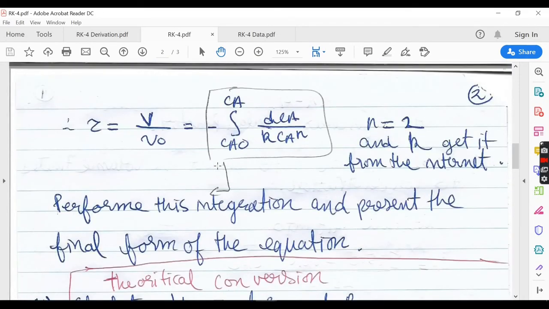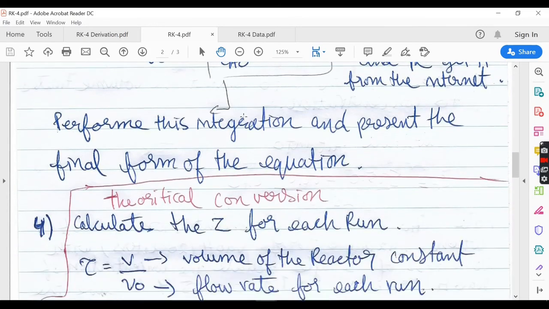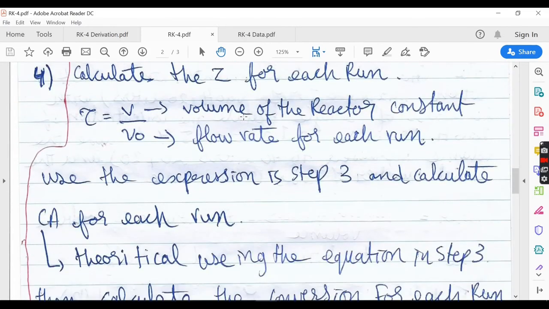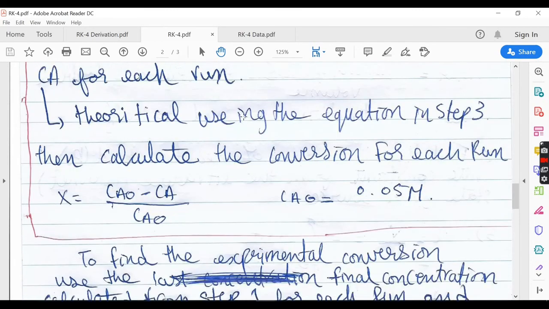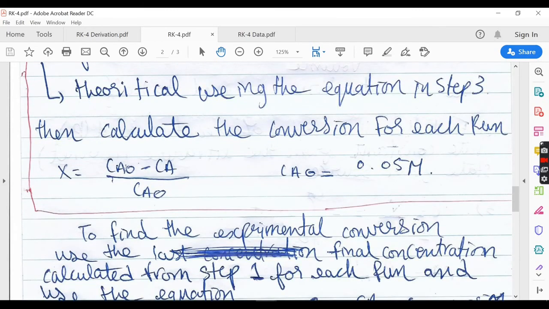In this equation, after finding the final form, you have tau, which is a number, and it's easily calculated. You have CA naught, which is also 0.05. You know k and you know n. The only unknown is CA. You find CA for each run, and then you calculate conversion, which is CA naught minus CA divided by CA naught.